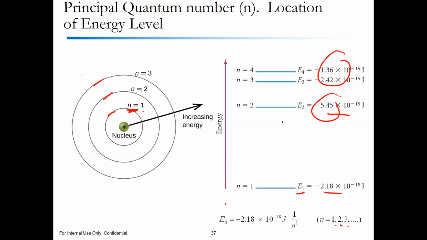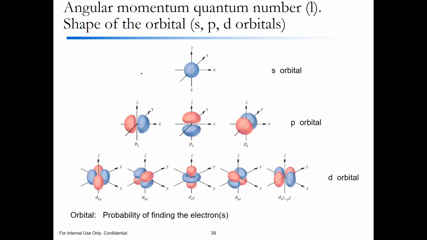Because over here, we're level 1. The probability of finding an electron at level 1 is going to have a certain orbital. The probability of finding an electron in level 2 could be different from level 1. The probability of finding an electron at level 3 could be different from level 2 and level 1.